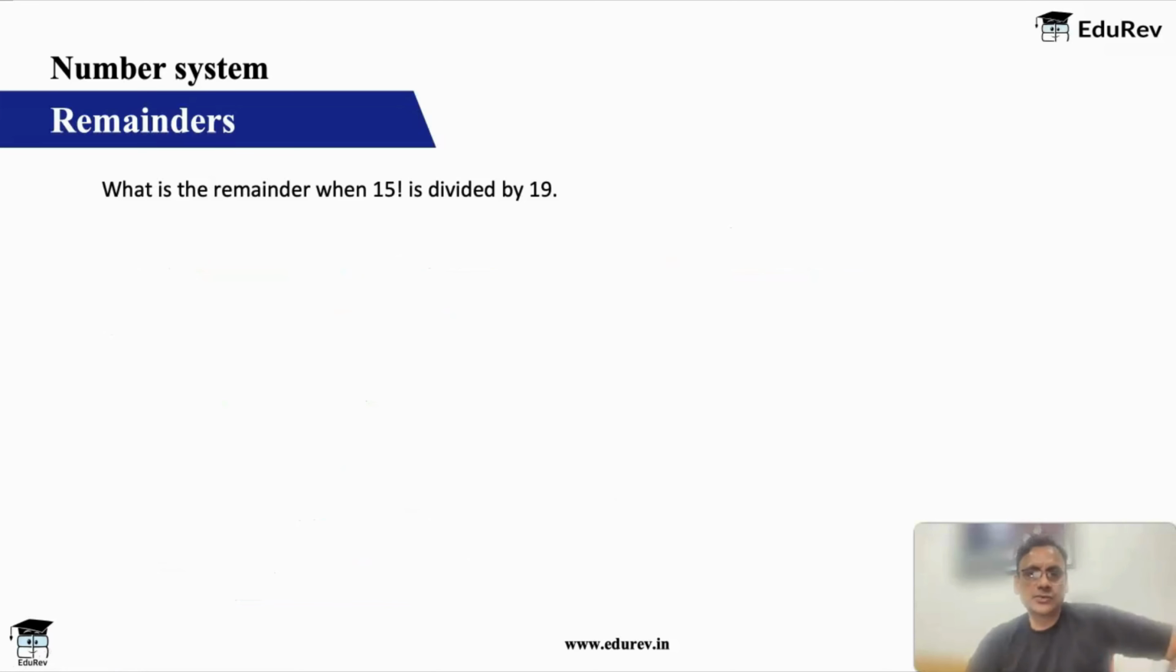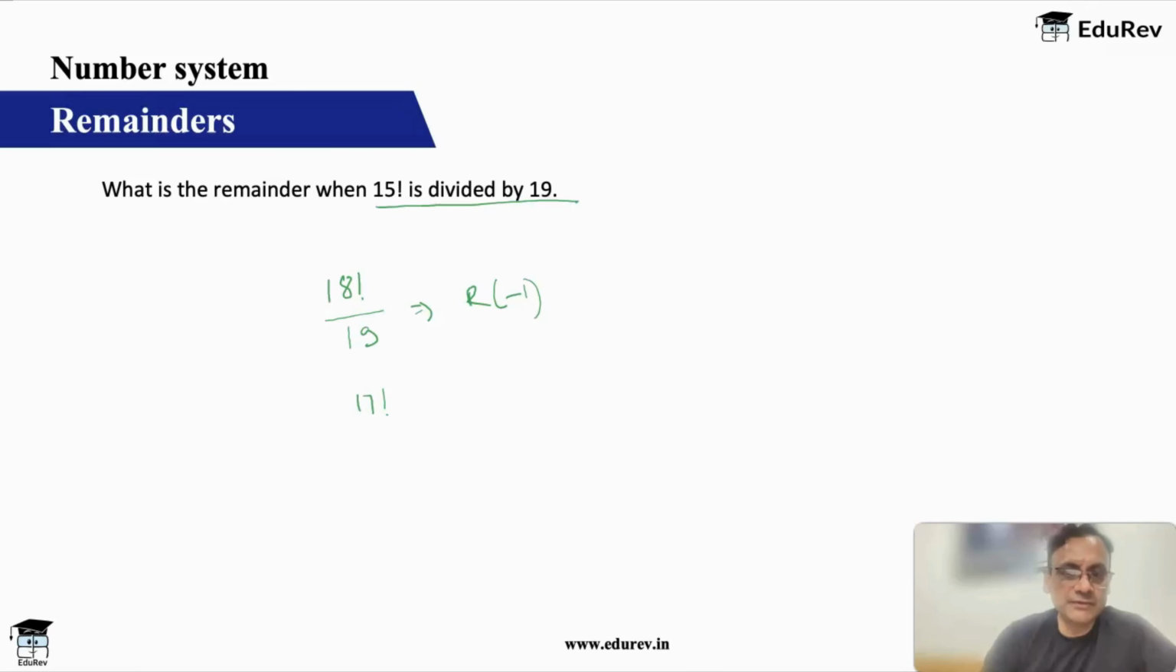Okay, so let's look at this question. What is the remainder when 15 factorial is divided by 19? Now, using Wilson's theorem, I know that 18 factorial when divided by 19 will give me a remainder of -1. Using the extension of Wilson's theorem, I also know that 17 factorial divided by 19 will give me a remainder of 1, right? But this is 15 factorial. I don't know for 15 factorial, right? So what do we do here?